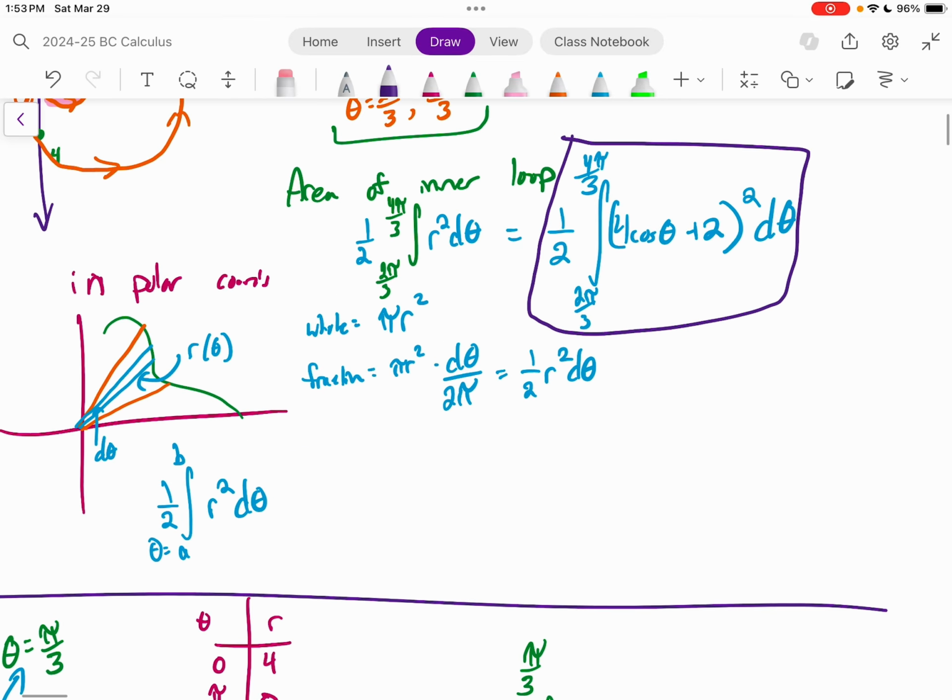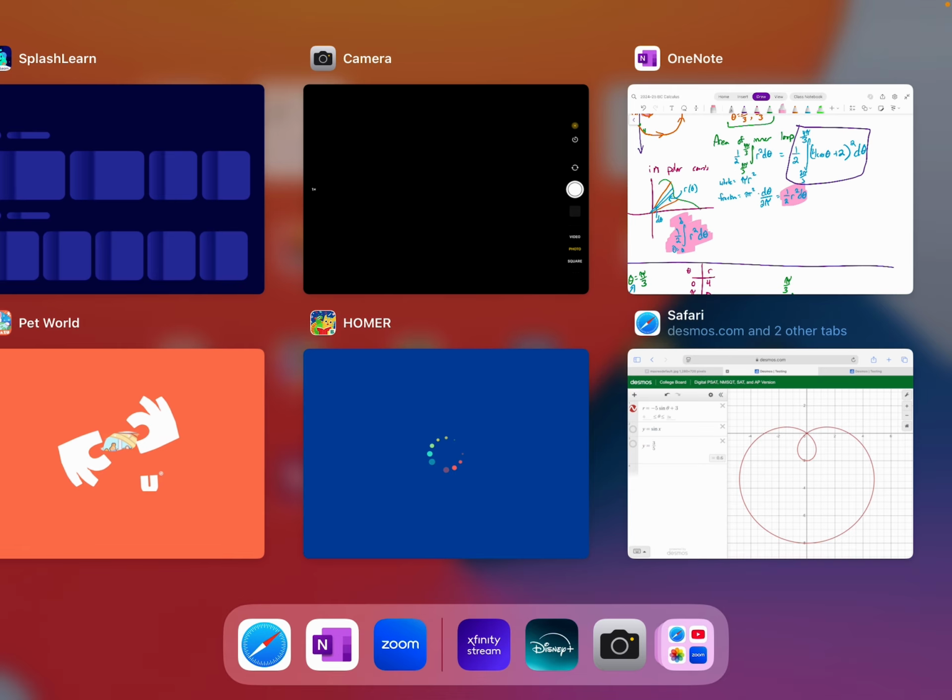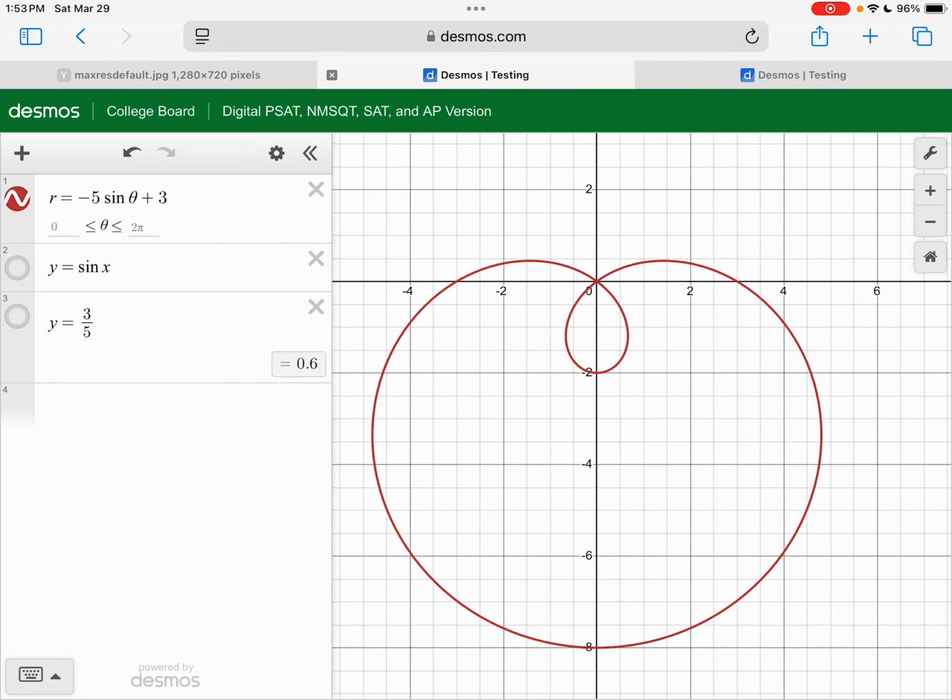We knew that this whole area is pi r squared, right? And so when we multiplied that out, right, we got this 1/2 r squared d theta right here, and that was sort of the powerful thing, right? That looks something like this guy down here all the time. That's what we're after, right? So to get to that, we need to know where r is 0. And to find that, right, we need to use our calculators because we don't know where r is 0, when sine theta equals 3/5.